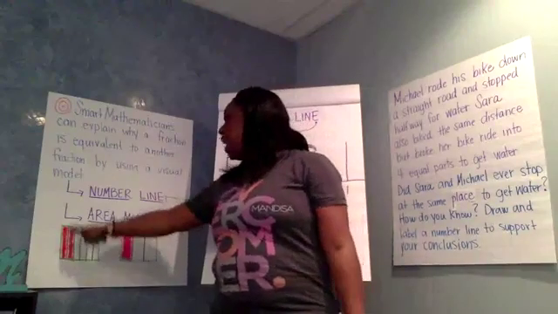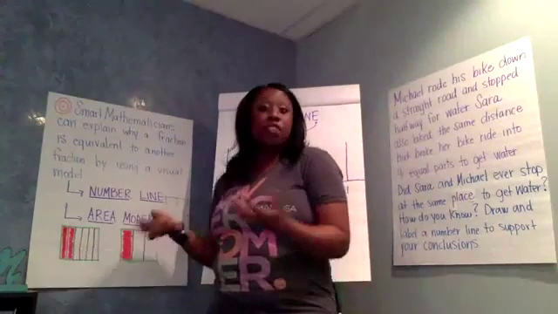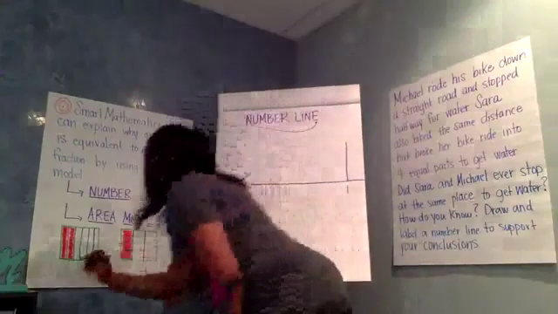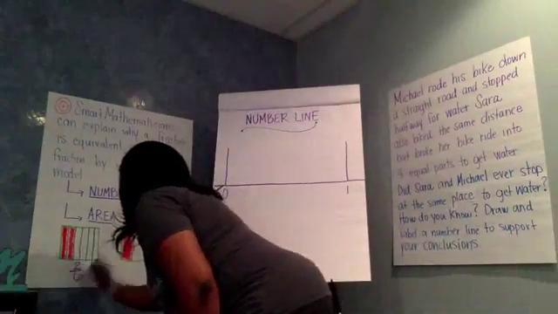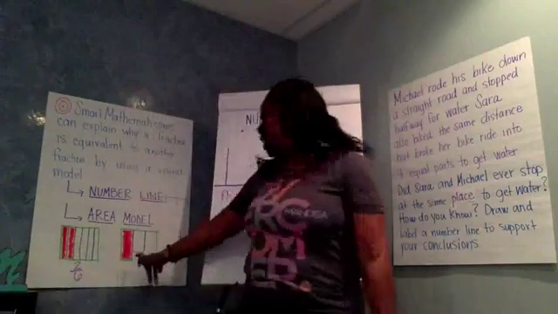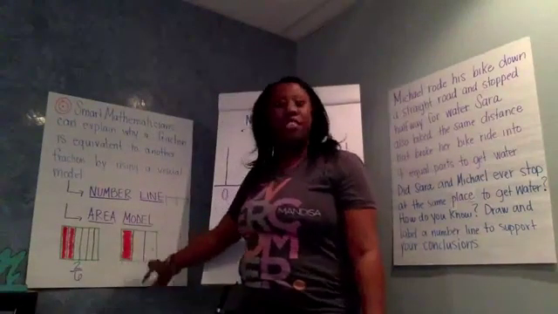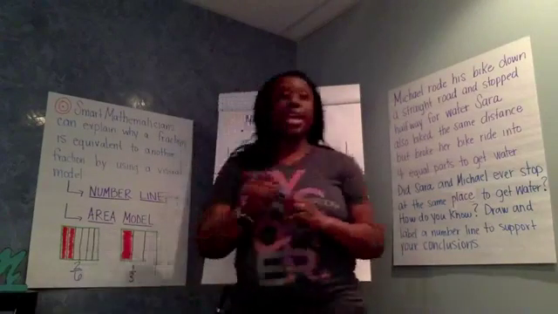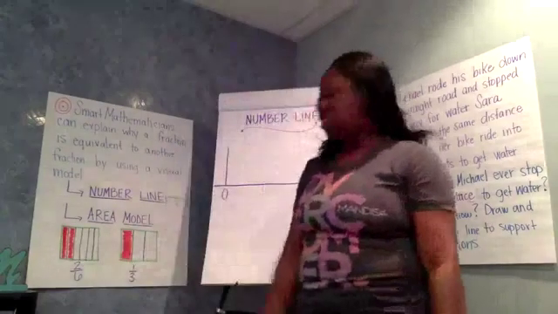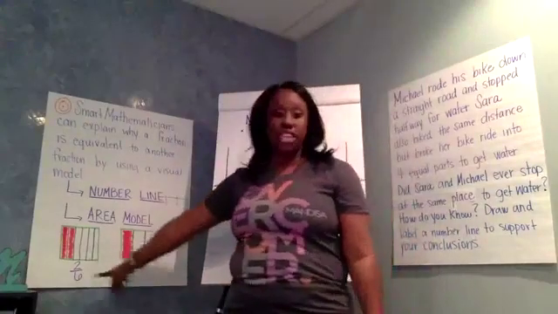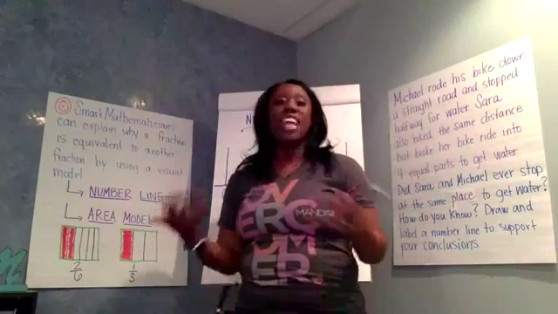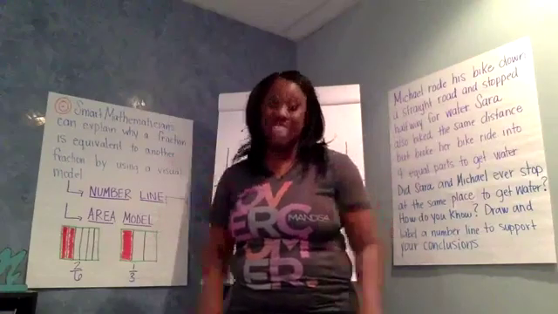Now, I only shaded 2 of these parts, so the fraction would be 2 out of 6, or 2/6. Okay? This one would be 1 shaded out of 3 parts, so this would be 1/3, okay? Now here's a question you can ask your child. Are these two fractions, 2/6 and 1/3, equivalent? Or are they equal to each other? And let me know what they say.